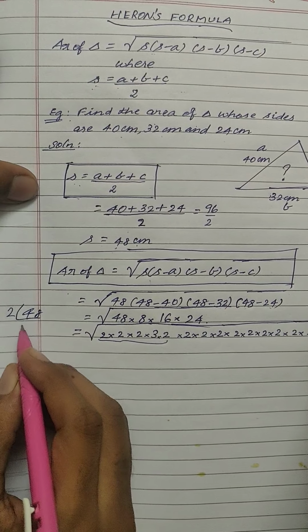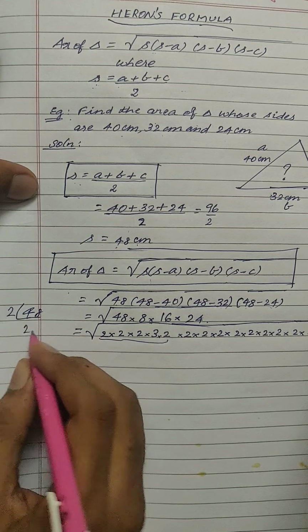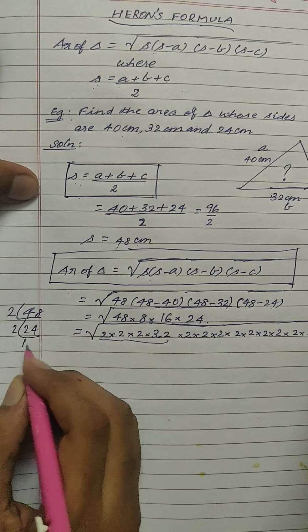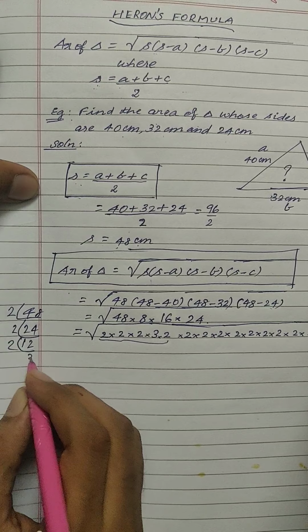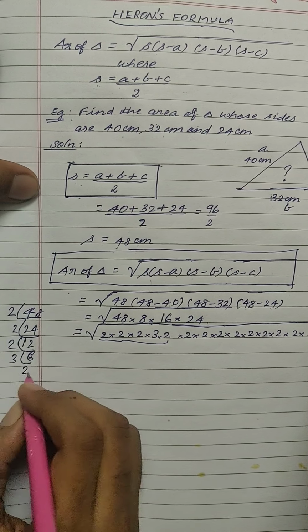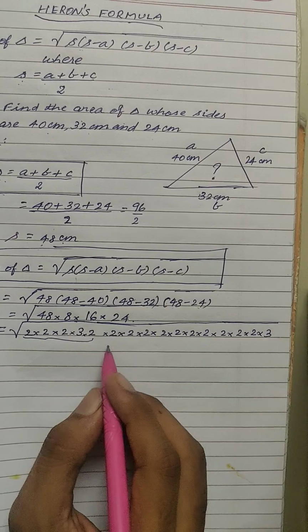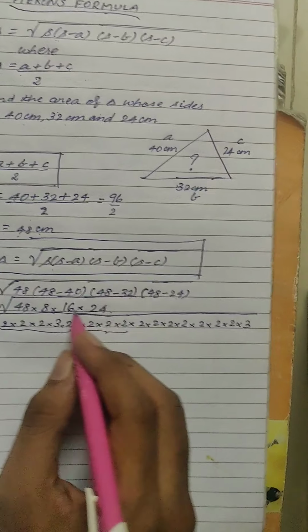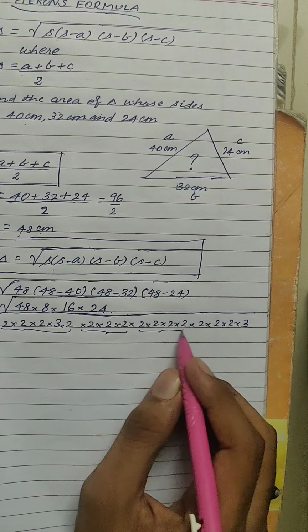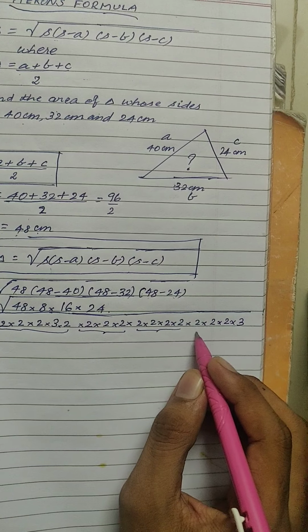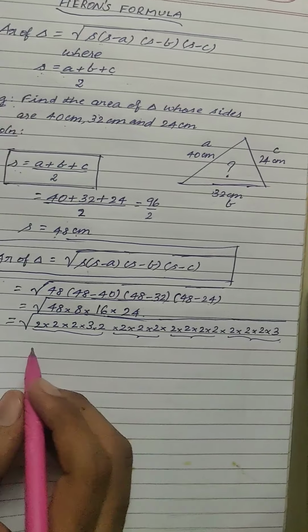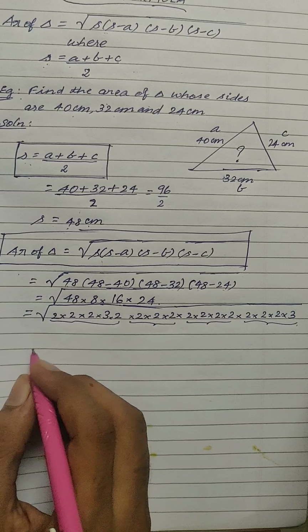You should choose only prime factors. So 48: 2, 24, 2, 12, 2, 6 and 3, 2. So that is what I have given. Likewise for 8 it will be 2 into 2 into 2. And for 16 it will be 2 into 2 into 2 into 2, and for 24 it will be 2 into 2 into 2 into 3. So please remember to use only prime numbers.